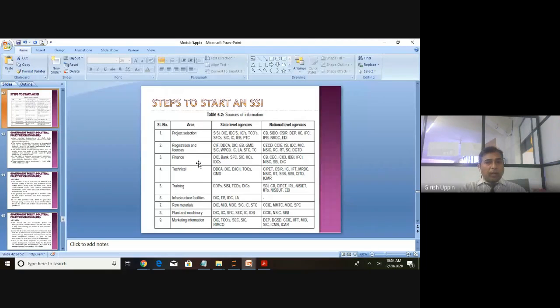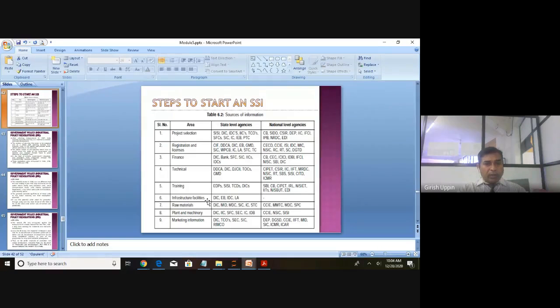What are the sources of the finance, and what are the technical requirements, like what kind of technology is required, what kind of help an entrepreneur can get in that particular area. Then trainings, if the entrepreneur seeks training in any part, whether it is marketing a product or a particular technology, or various issues related to the organization, he can get trained. He can get trained using the EDPs, or entrepreneur development programs.